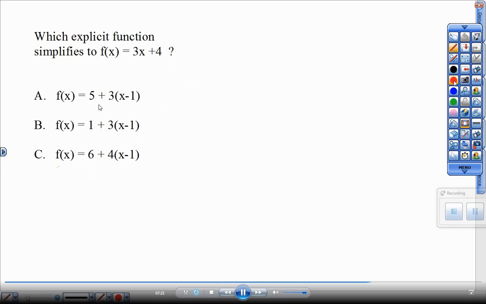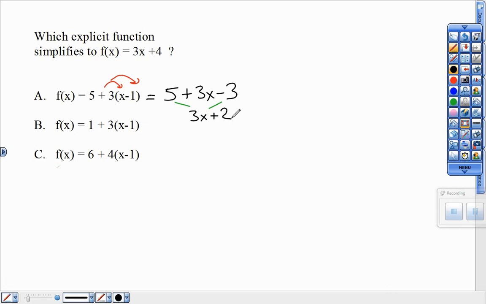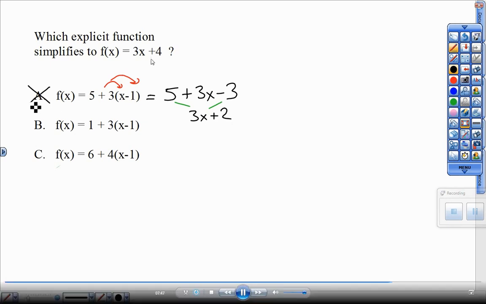So this first one here, 5, leave that 5 alone, distribute the 3. 3 times x, 3 times -1. That gives me 5 still, plus 3x minus 3. The 5 and the 3 combine to give me negative 2, so that gives me 3x plus 2, which is not the same.